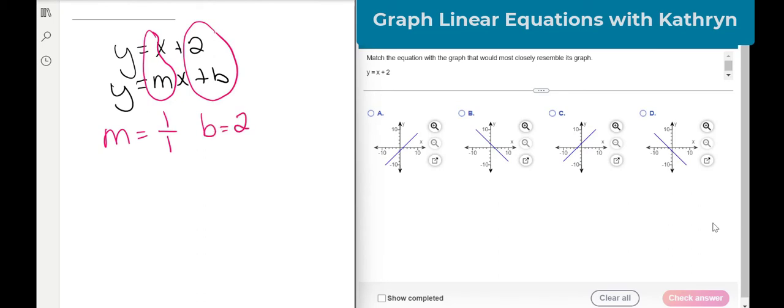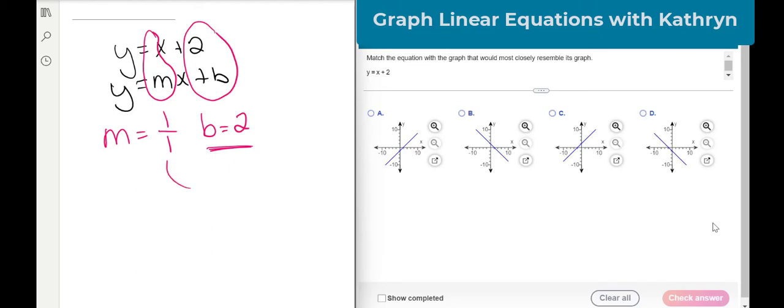Now let's look at some of our stuff here on the right. The first one, it can't be the first one because our y-intercept is 2. So let's just hop to one that looks like a 2. Well, it could be b, and it could be c. It's either b or c.